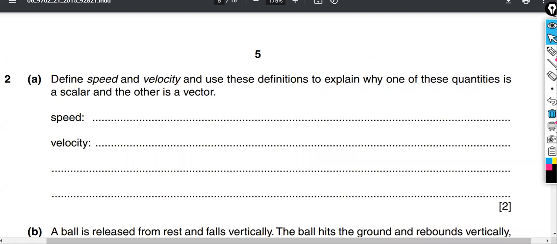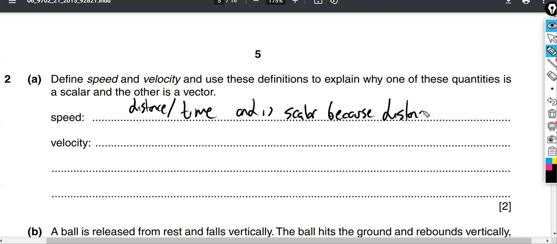We want to define speed and velocity and use the definitions to explain why one is a scalar and one is a vector. So speed is just distance over time, and is scalar because distance is scalar. Could have said that.